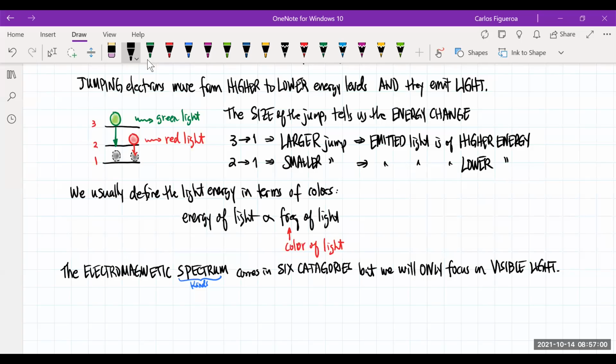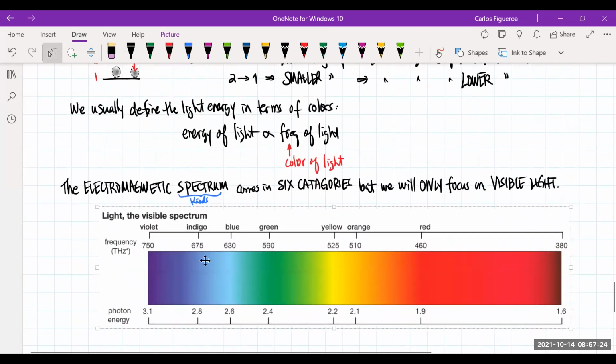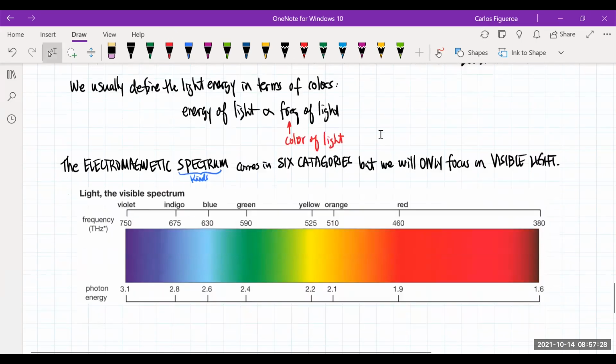Like, for example, microwaves, right? We're not going to focus on microwaves because to describe the energy is too complicated. I mean, we can do it, but it's not worth our time. We're not going to talk about X-rays or ultraviolet lights or infrared lights. But what we will talk about is visible light. And this is the spectrum of visible light.